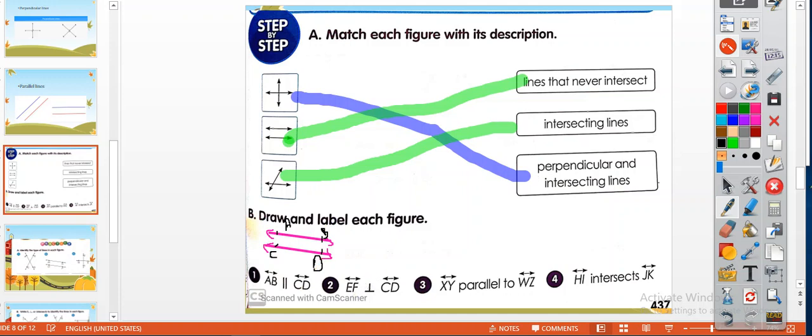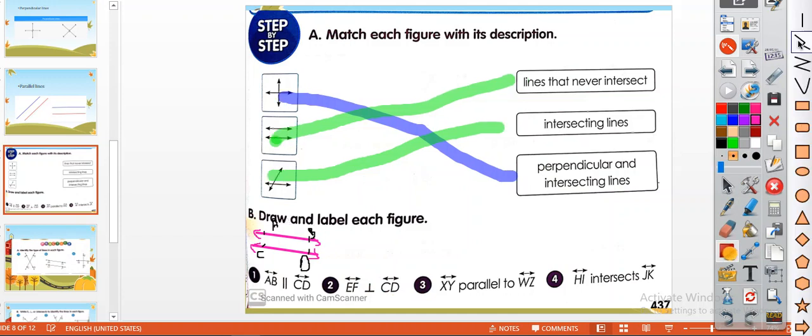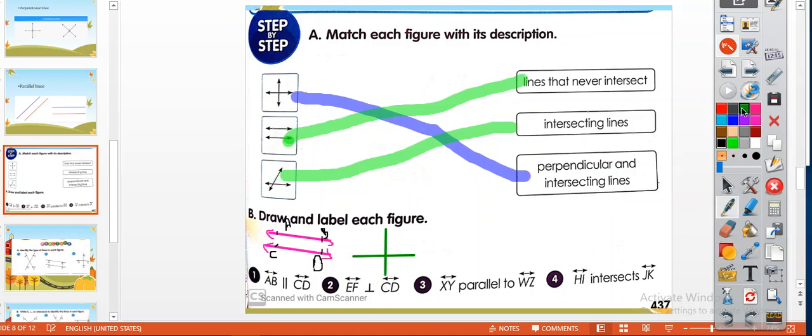For the second question, you just go to the lines. EF is perpendicular to CD. Yes, that's right. You just draw perpendicular lines, make the line sign, then finally label them with the names. Here this is EF. It doesn't matter where you start from.